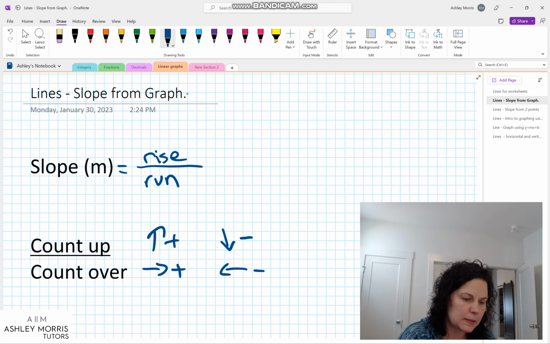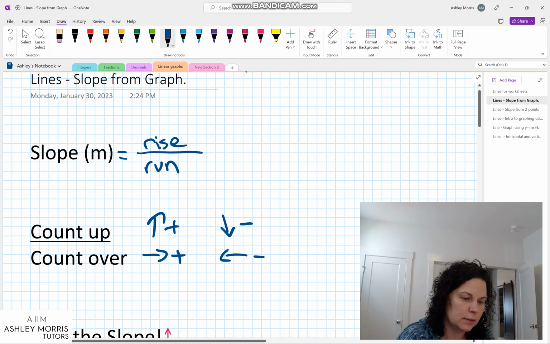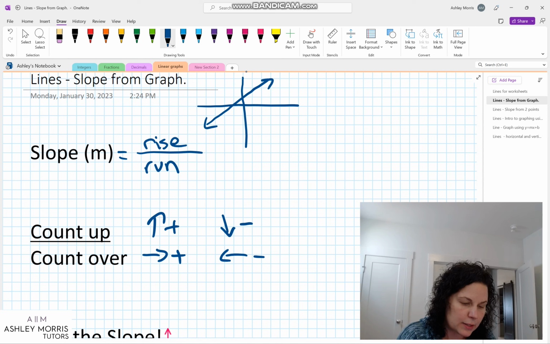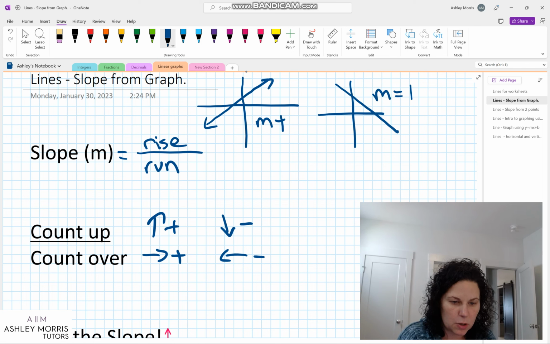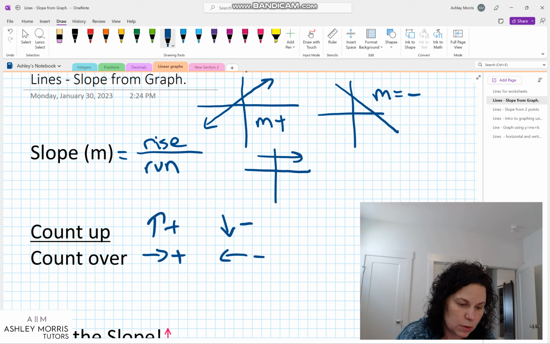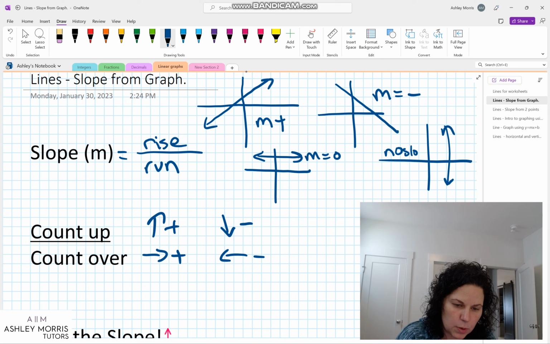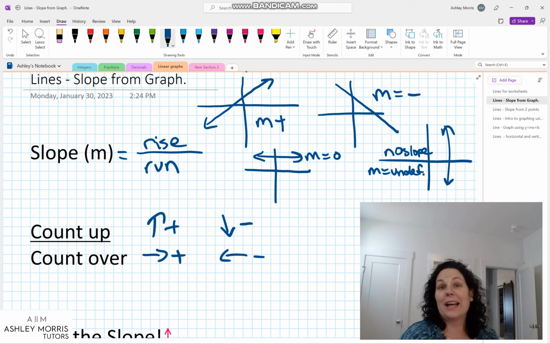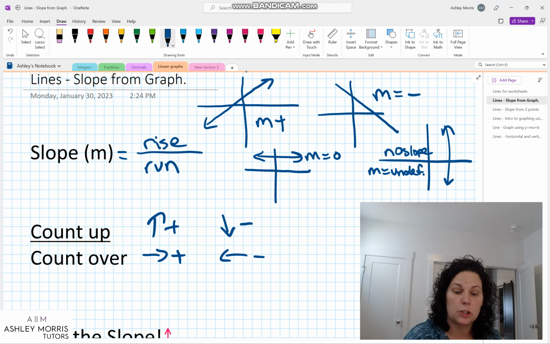Another way you can think about this, let's see if I can write this where my head's not in the way. If my line goes uphill, that's going to be positive slope. If my line goes downhill, that's going to be negative slope. Not one, negative. If it's horizontal, the slope is 0. And if it's vertical, this is where it gets kind of tricky. We call that no slope, or we'll say m is undefined. I don't care which one you use, no slope or undefined slope, but some teachers are picky, so make sure you use the language that your teacher likes.